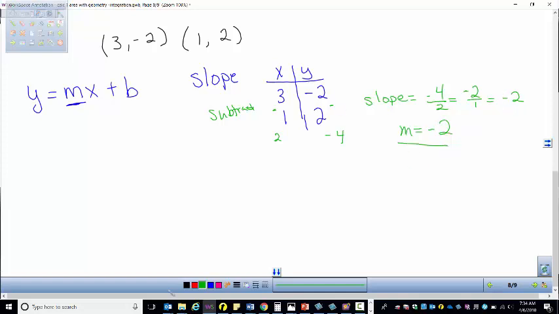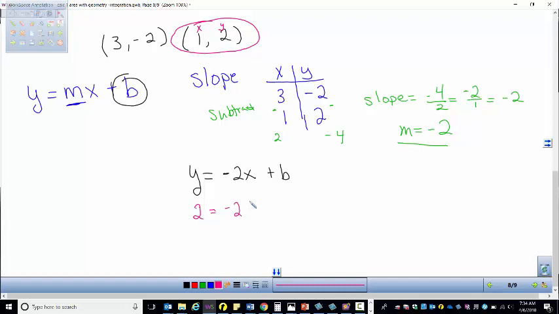So I did part of my job. Now the other part of my job is I have to find the b. So I write my equation, y equals negative 2x plus b. And to find b, I have to use one of the points. This time I'm going to use this point because it's positive. It doesn't matter which one I use. You can pick whichever one you want. So in for y, I'm going to put 2. And in for x, I'm going to put this 1.